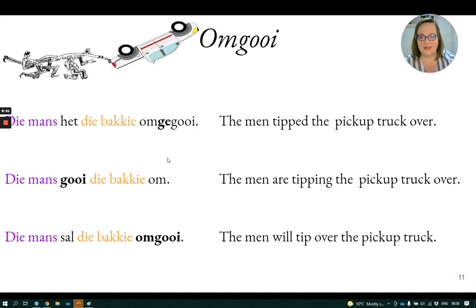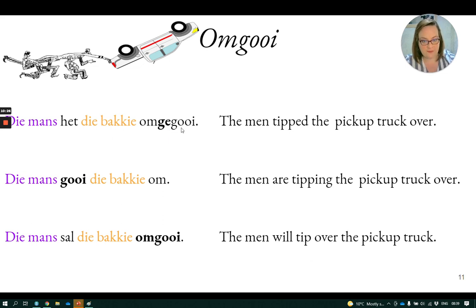Omgooi. I just love the, I got two pictures of people throwing over a pickup truck, or a bakkie. So yeah. Okay, die mans het die bakkie omgegooi. Omgooi, you can see here in the past tense, is the compound verb. The ge goes in the middle of the omgegooi. Die mans het die bakkie omgegooi. You still have the het in the second position, omgegooi at the end.